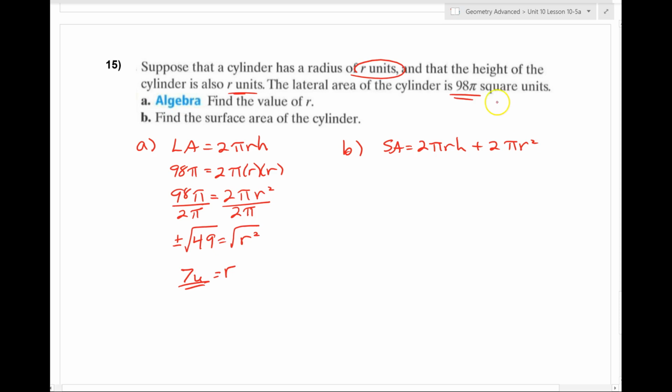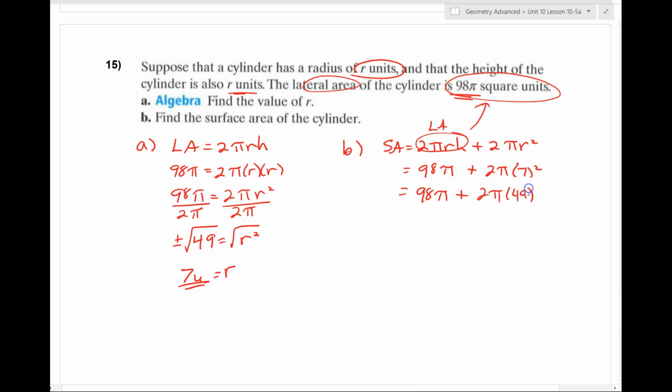Now, here's the cool thing, guys. Do I know what the lateral area is? Yeah, it's 98 pi. I don't have to recalculate that. I know, here's my lateral area right here. It's 98 pi. I don't have to recalculate anything. I'm just going to put it down. But then we already found the radius in the previous problem, so we can go 2 pi times 7 squared. So I get 98 pi plus, that's 2 pi times 49, which is, what's 2 times 49, my friends? That's right, 98 pi.